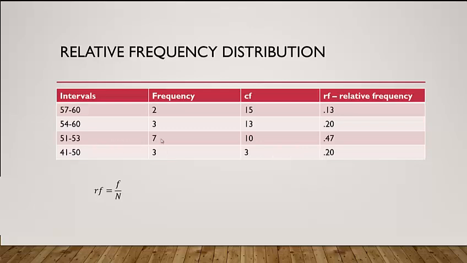51 to 53 we had 7. Our cumulative frequency was 10. If we want our relative frequency, 7 divided by 15 is 47%. So we're getting an idea of how the data are distributed by simply looking at the relative frequencies here. 20% fell in the 54 to 60 range, and 13% fell in the 57 to 60 range.